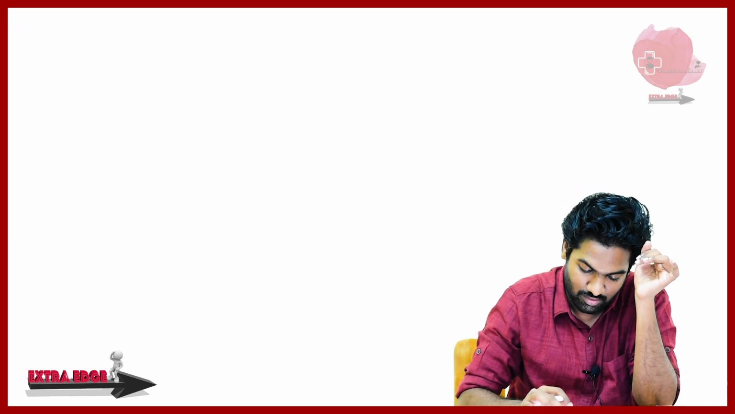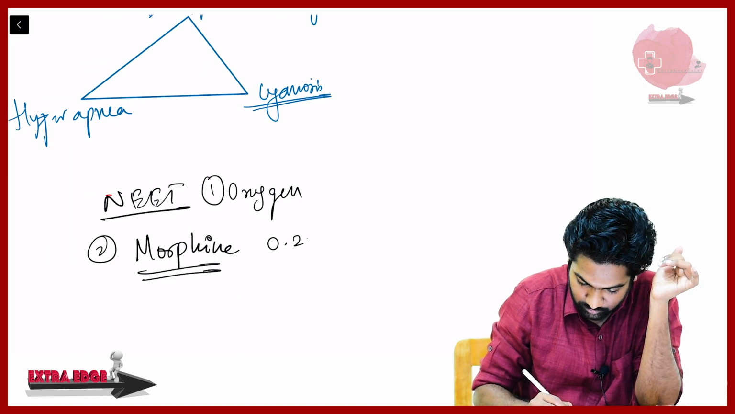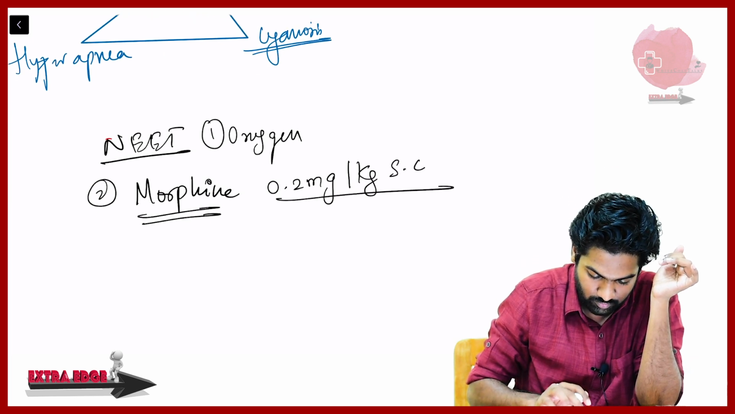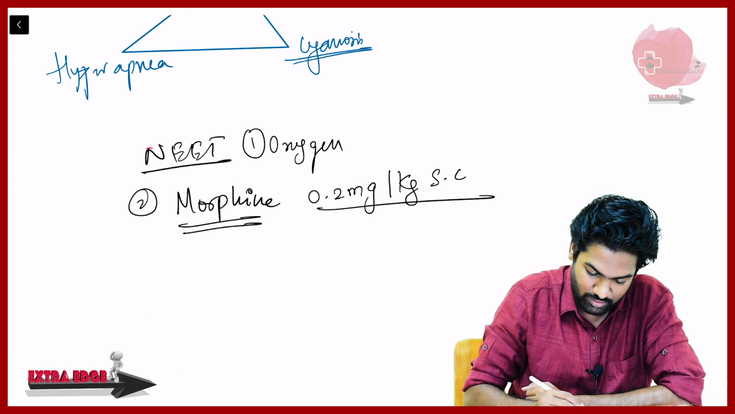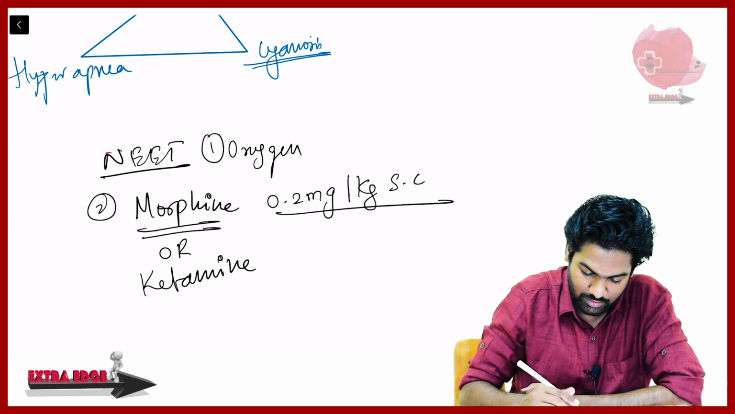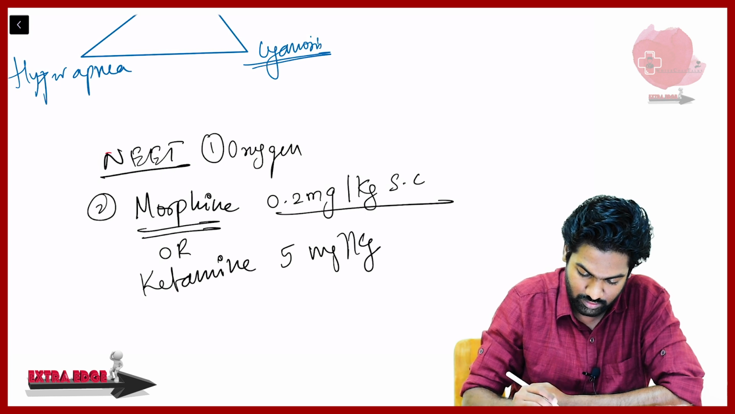How do you give morphine? Morphine is given as subcutaneous 0.2 mg per kg. Okay, subcutaneous. Once you saw here morphine, instead of morphine, you can even use ketamine. Ketamine can be given as around 5 mg per kg, IM.